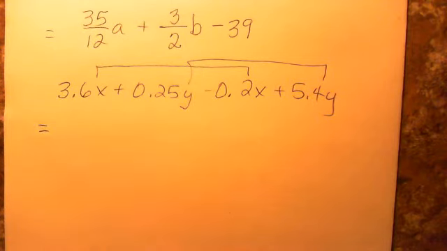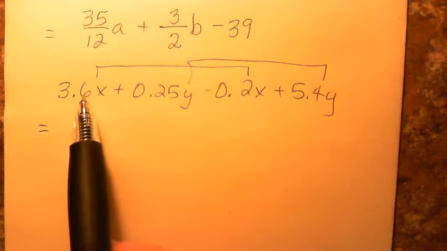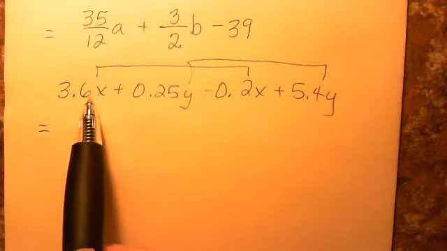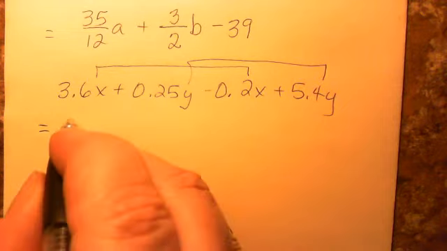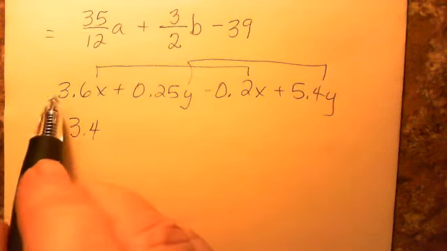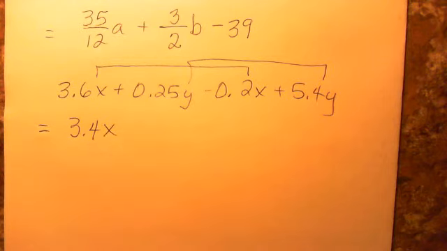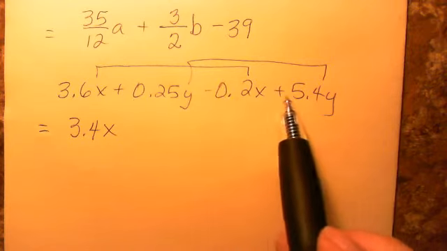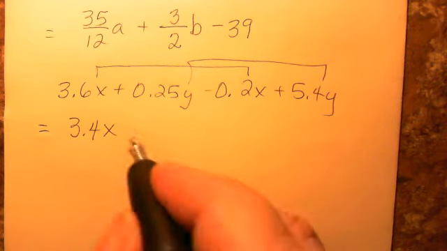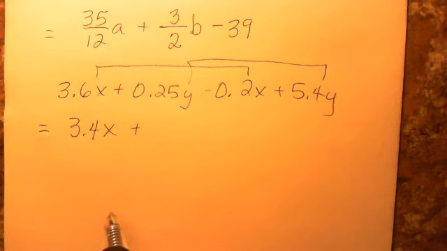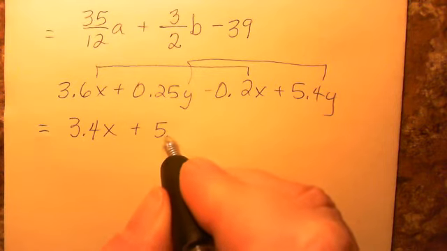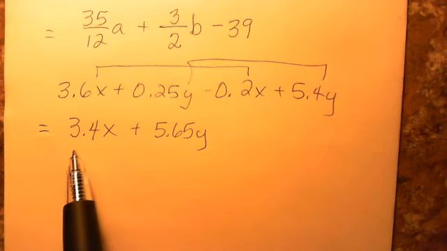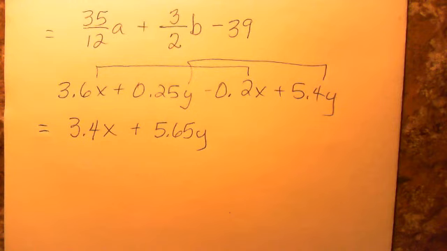Alright, so now what we need to do is add the coefficients or subtract them. Because the signs are different, we're subtracting. So 3.6 minus 0.2 gives us 3.4. We keep the sign of the larger, so that's 3.4x. And then 0.25y, 5.4y, these are both positive, so we're going to add those and keep them positive for plus 5.65y. At that point, we're finished. There are no more like terms to add or subtract.